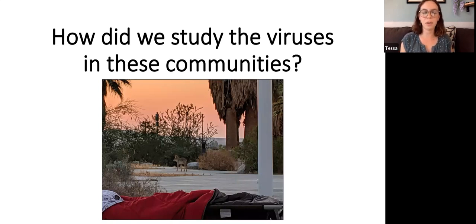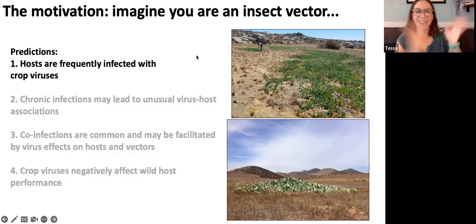On the morning that we were sampling, I woke up and there were coyotes on the patio with us. So pictured here is a coyote friend from the Anza-Borrego Research Center, the UC Reserve. So now back to science.